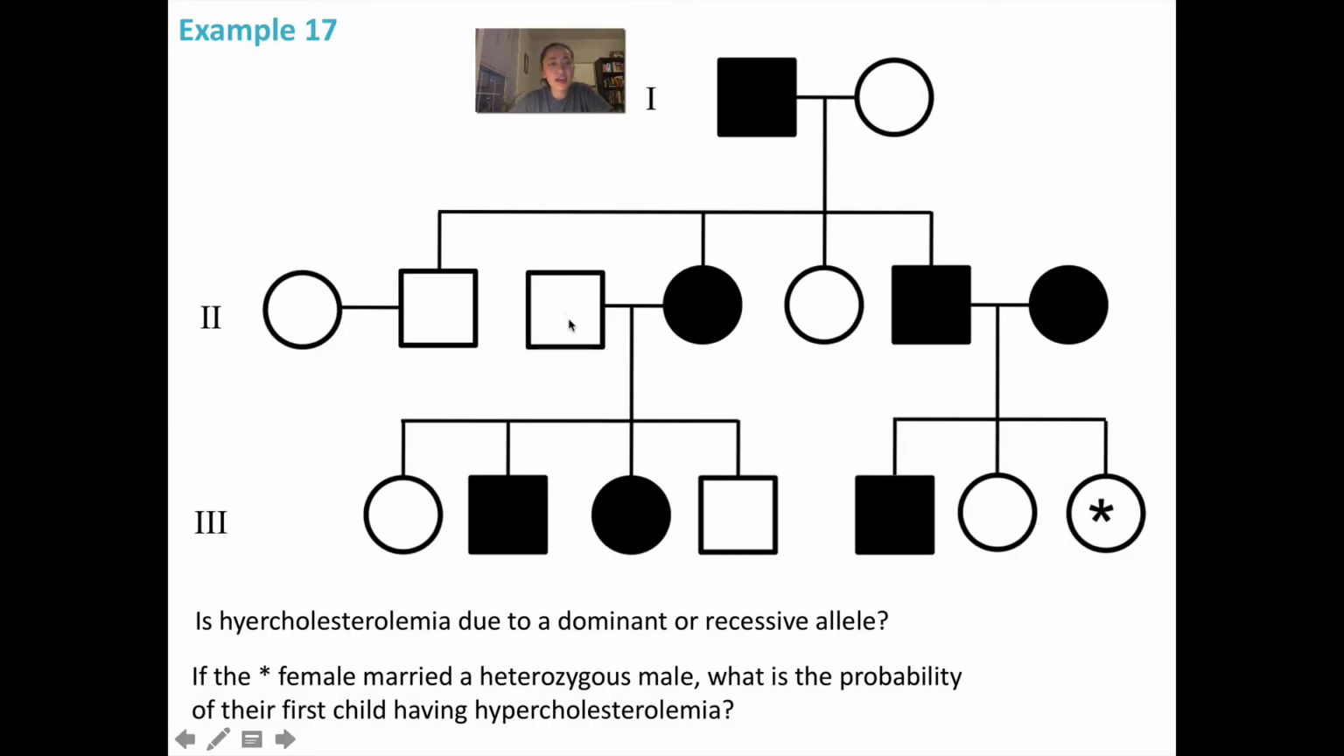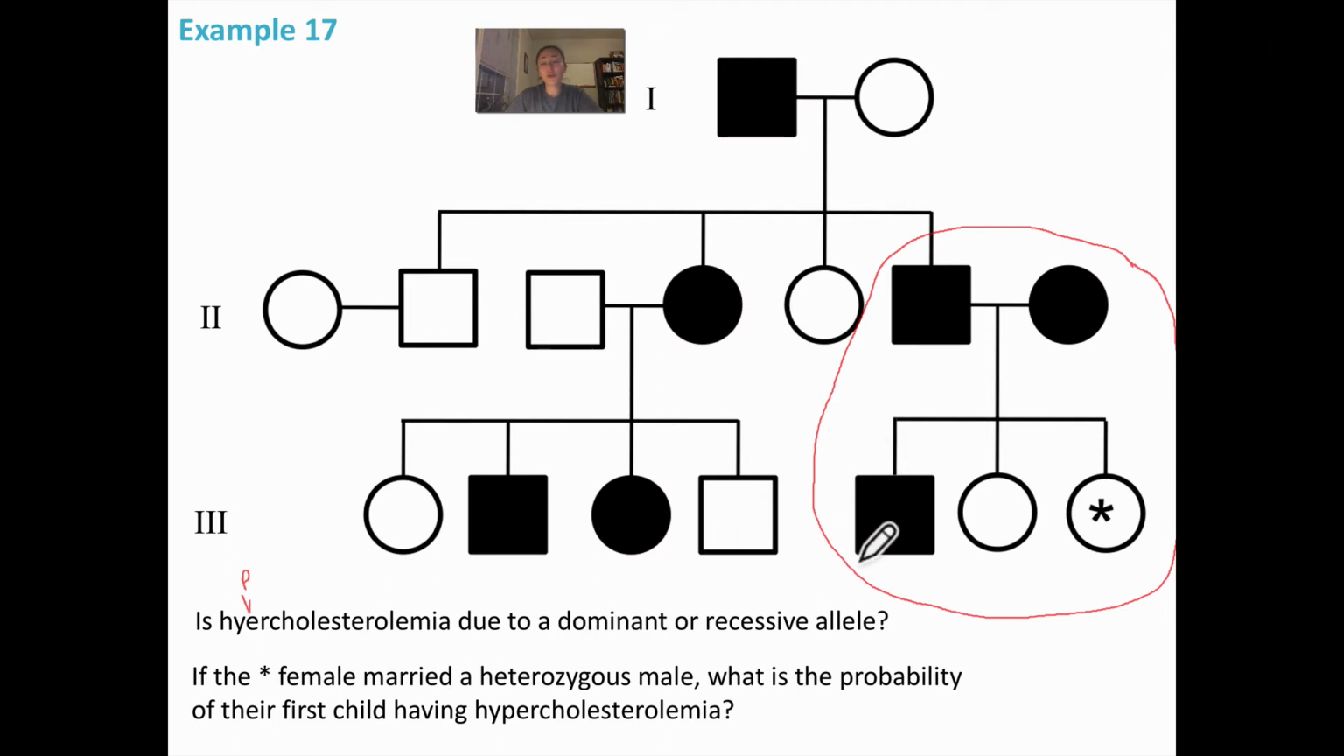So in here we're looking at example 17. And in this example, we're looking at a trait called hypercholesterolemia. So it's asking us, is it due to a dominant or recessive allele? Well, where do we begin? We're going to look for somewhere in this pedigree where there's 2 parents that look alike and they have at least one offspring that's different than them. And I actually see that right over here. These 2 parents look alike and they have at least one offspring that's different than them.